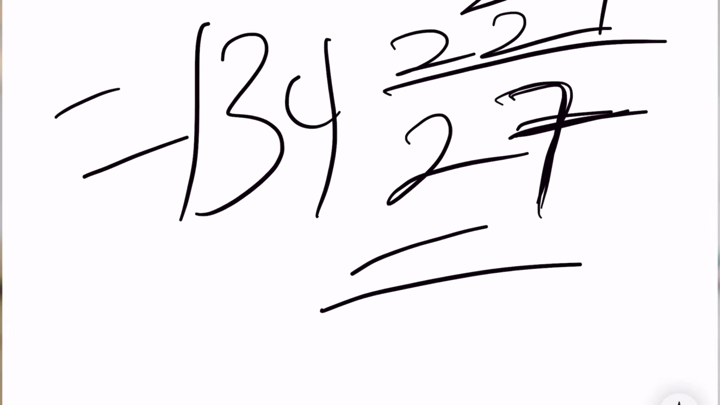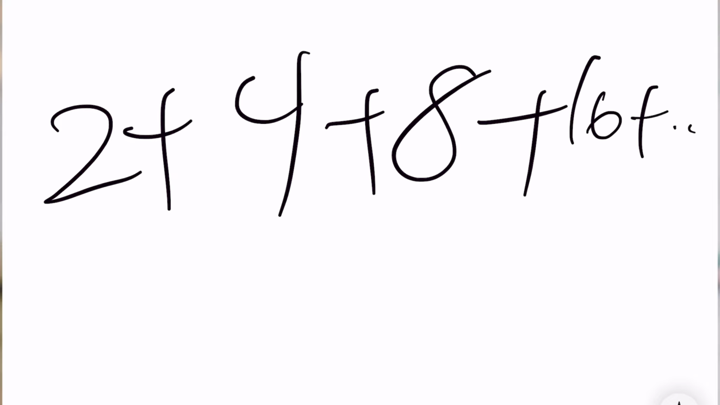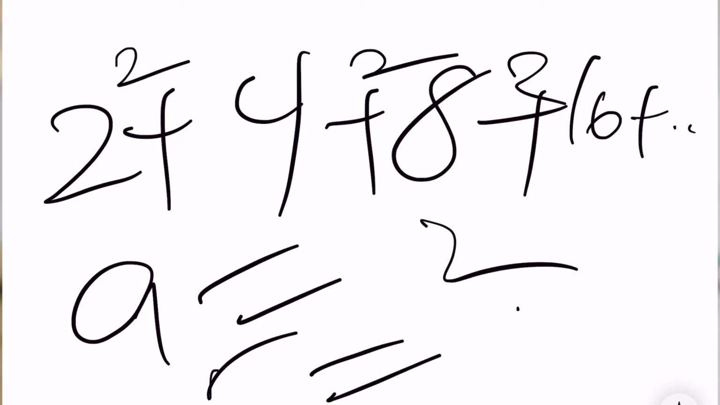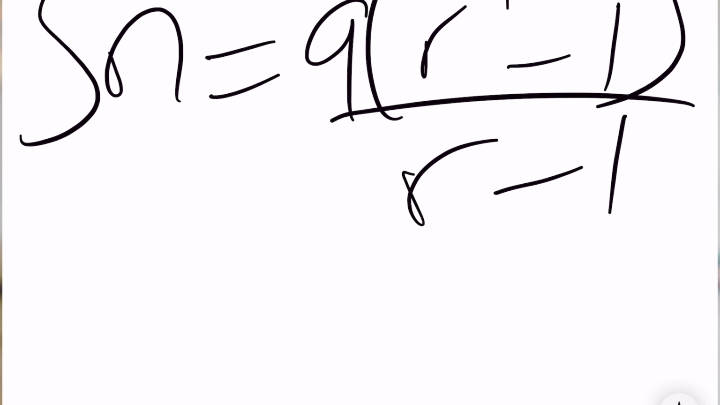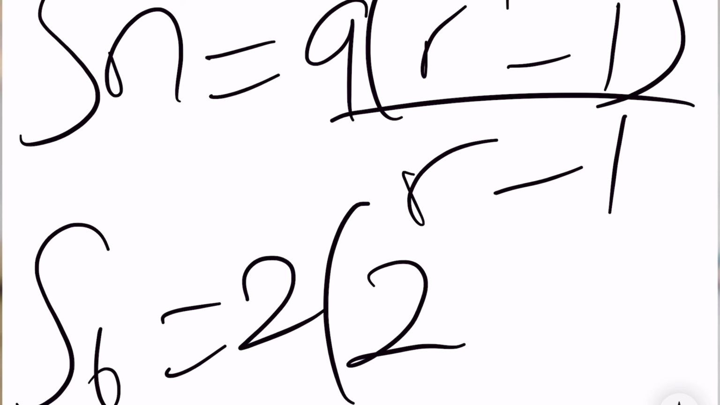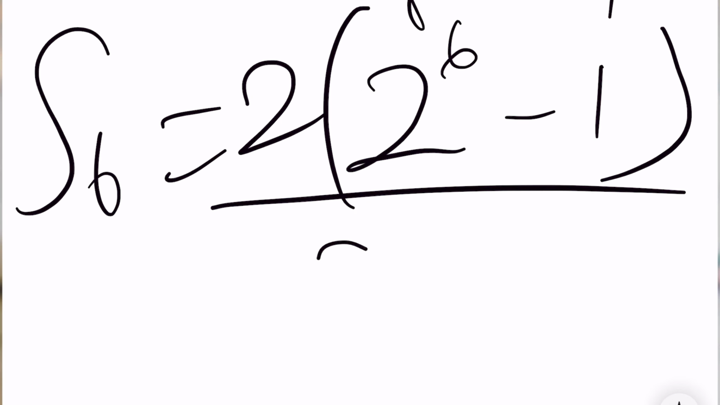Now for the second question, we have 2 plus 4 plus 8 plus 16 plus and so on. We can see that it's increasing. This is times 2, this is times 2, this is times 2. So our common ratio here is 2, our a is 2, and our r is 2. It is increasing, so we have our formula to be Sn equals a into bracket r^n minus 1 over r minus 1. So S6 is now 2 into bracket 2 raised to power 6 minus 1 over 2 minus 1.